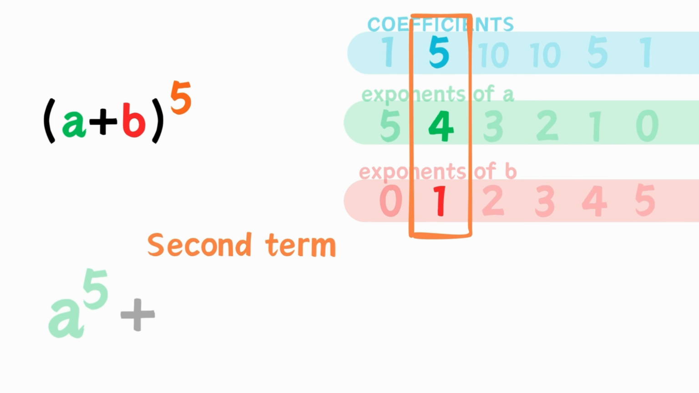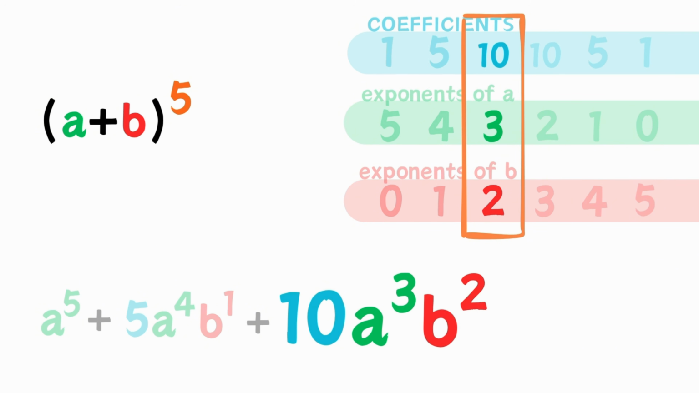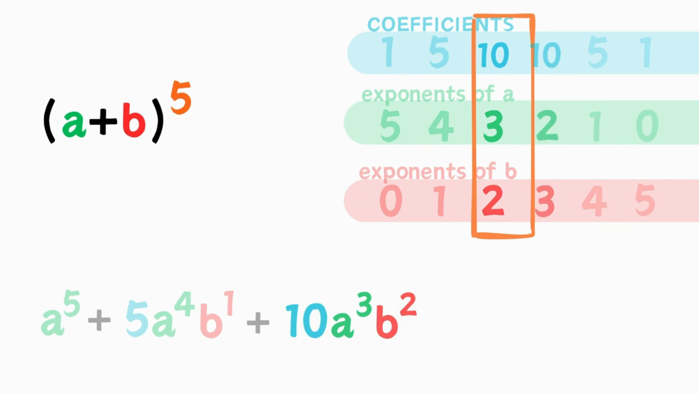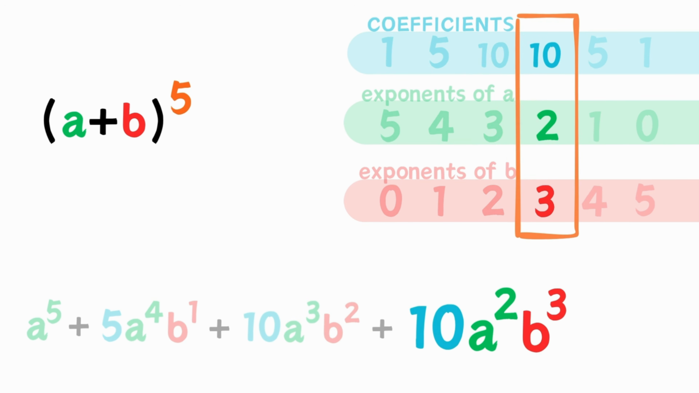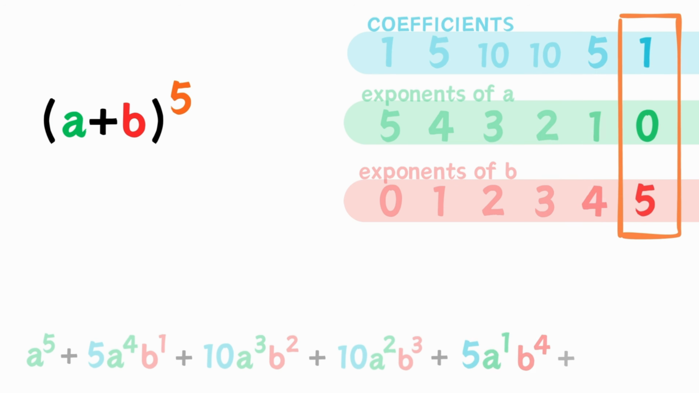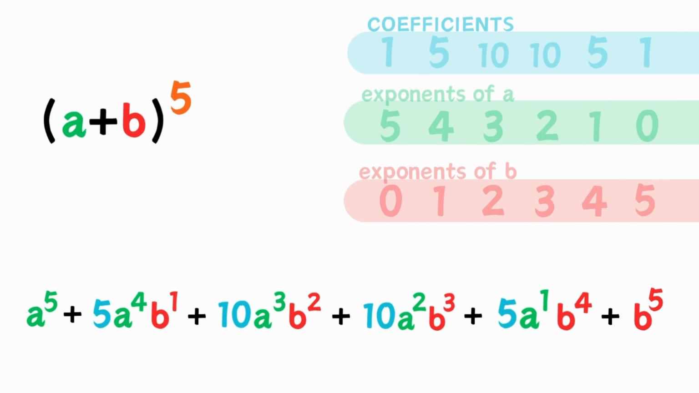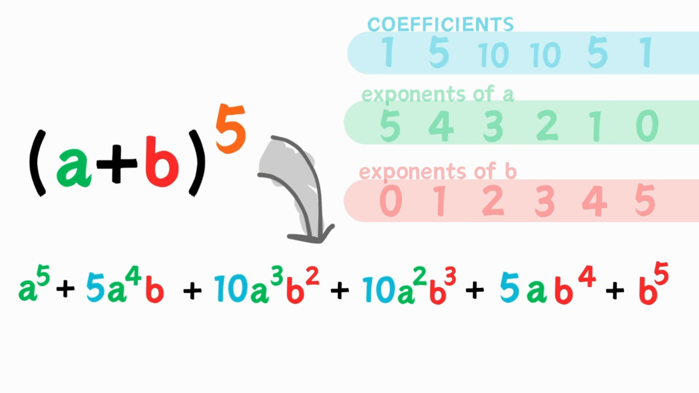Moving on to the second term, we have a coefficient of 5. A has an exponent of 4, and b has an exponent of 1. Good. The third term has a coefficient of 10. A is raised to the power of 3, and b to the power of 2. And we continue this process for each term. 10a squared times b cubed, 5 times a times b to the power of 4, and finally, 1 times a to the power of 0 times b to the power of 5, which can be simplified to b to the power of 5. Awesome. Just like that, we've expanded a plus b to the power of 5.